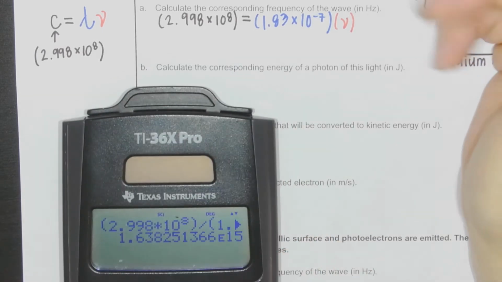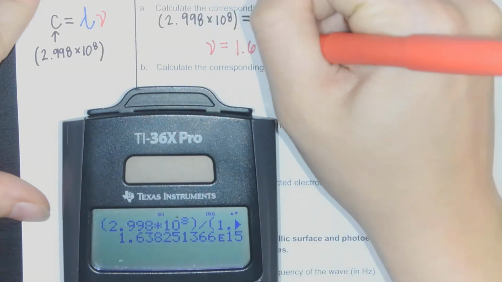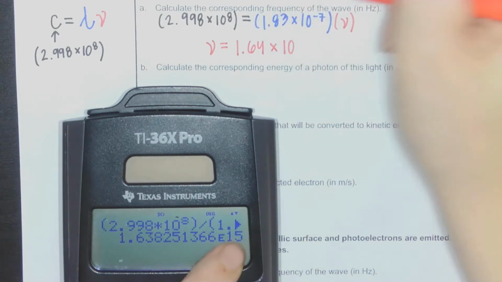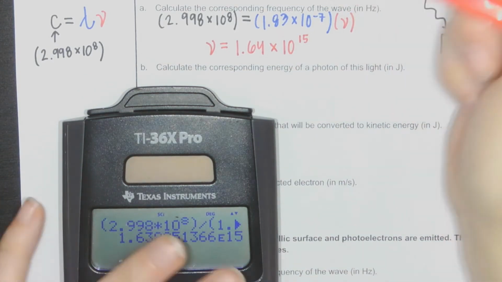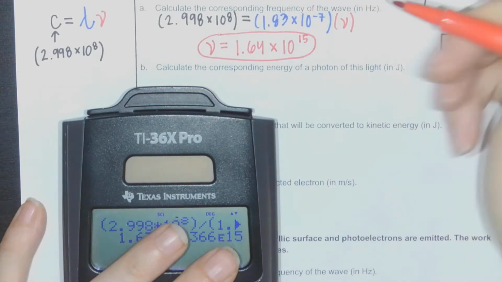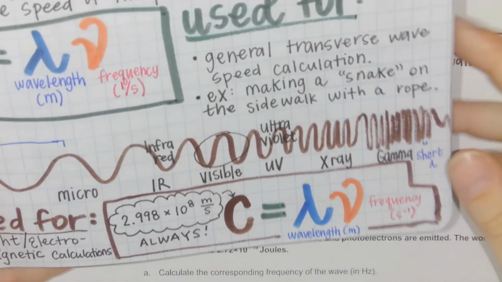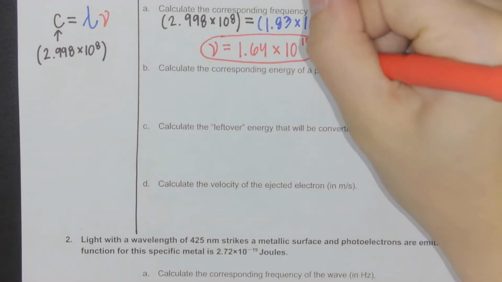1.64, I'm going to round that. My frequency equals 1.64. E means times 10 to the 15th power. So there's my answer. That's what the frequency is. Units for frequency, if you forgot, that's okay. Just check your notebook. Back a few pages. Frequency is measured in seconds, but specifically inverse seconds. So s to the negative 1 power.